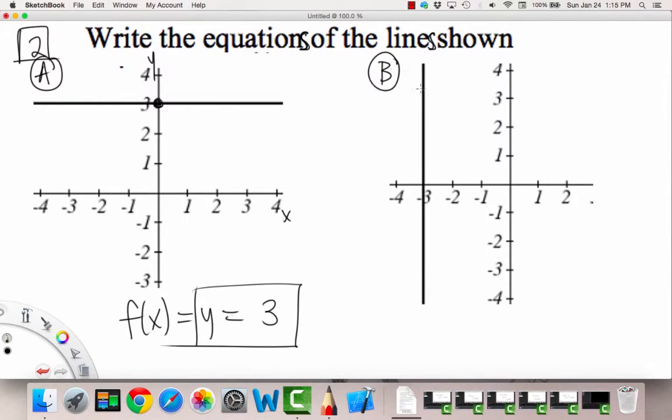And now let's look at part B. Now we have a vertical line going on, right? So our x value is -3, and that's basically it. That's all we write: x = -3, and we are done.